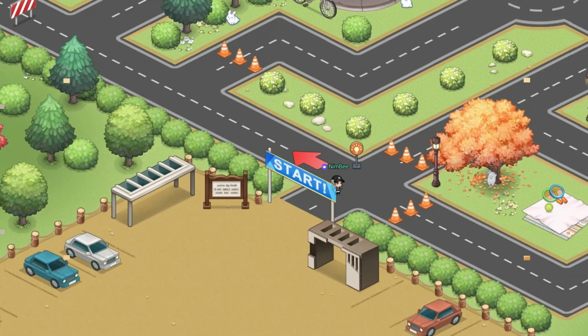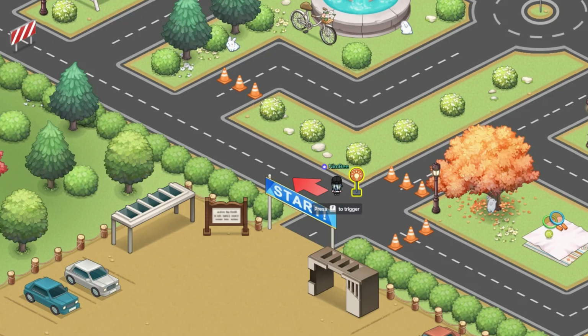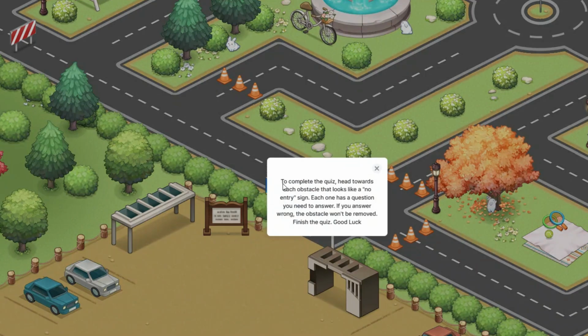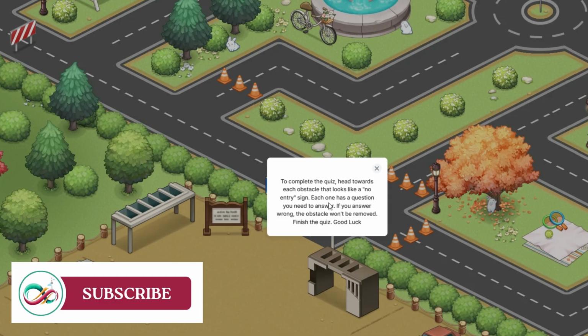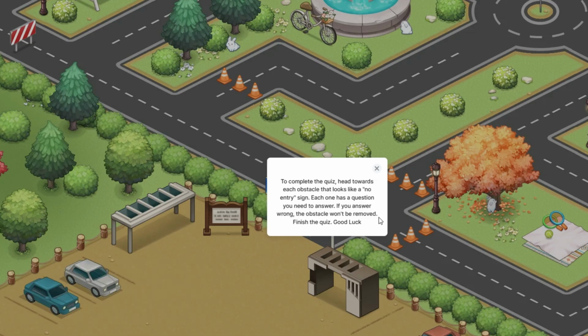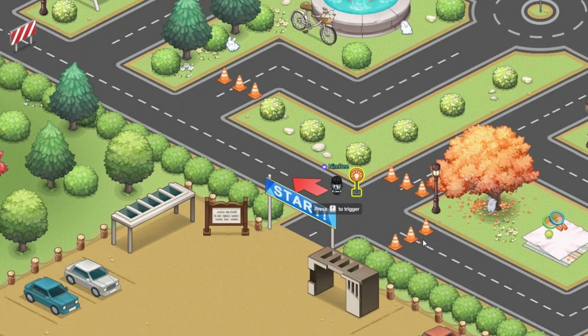I'll do the quiz with you. I might even get a few wrong. Let's see how it goes. There's a guide here. We have to press F to see the guide. Let's read this one. To complete the quiz, head towards each obstacle that looks like a no entry sign. Okay? Each one has a question you need to answer. If you answer wrong, the obstacle won't be removed. Oh, we can't go further. Okay, let's go to finish the quiz together.